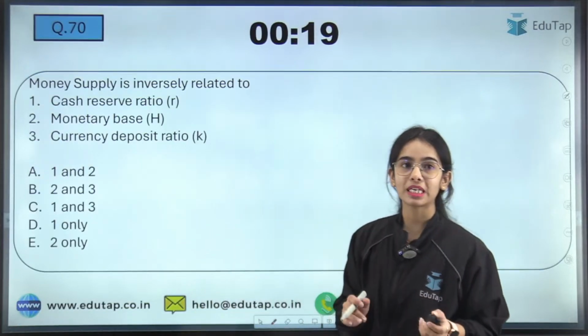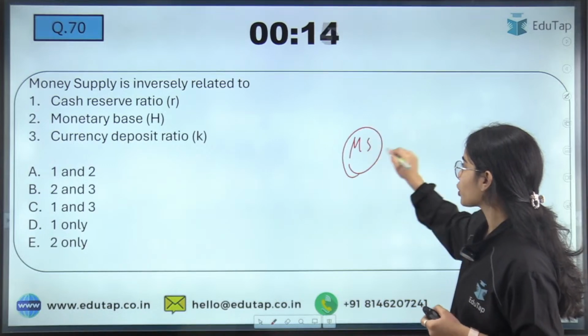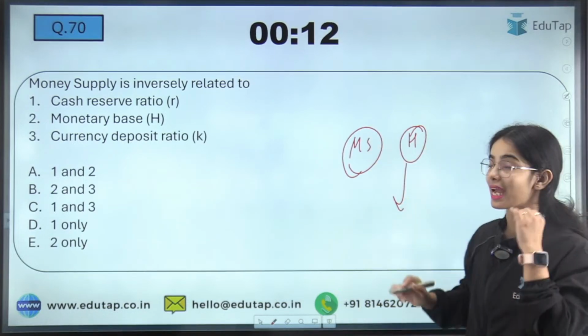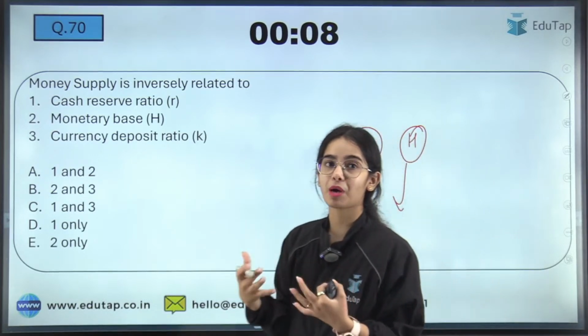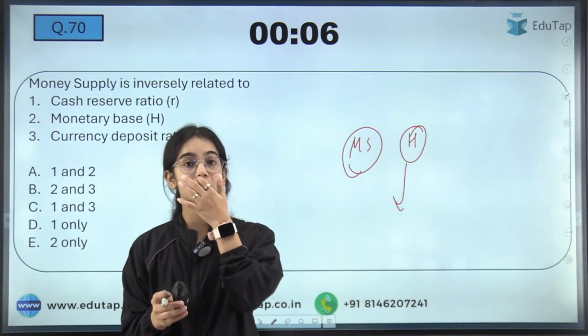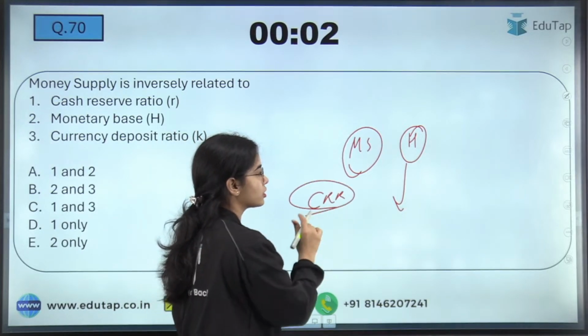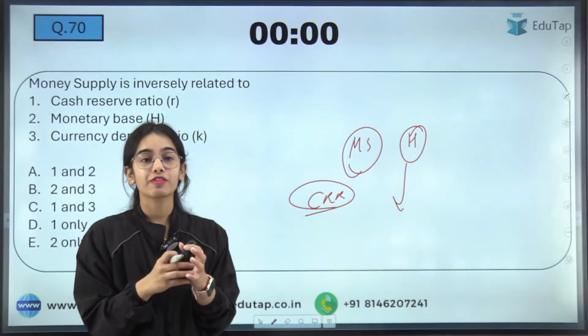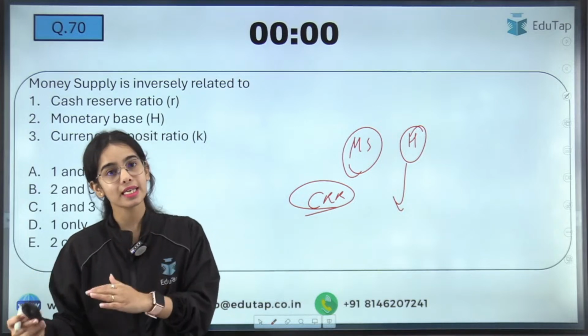Okay. Coming to money supply is inversely related to. Money supply is being created from your high powered money. High powered money is the actual money in the physical form. So money supply is inversely related to the cash reserve ratio. If the banks have to maintain more reserves, that means banks will be able to create less money supply.